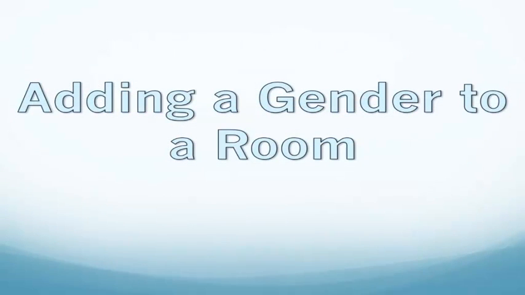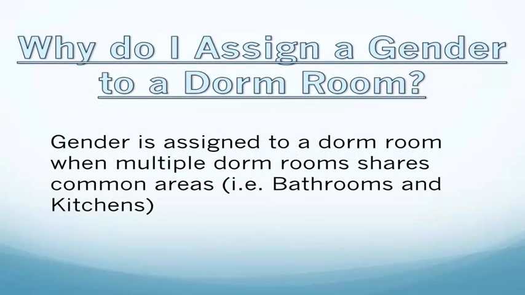This section will cover how to assign gender to a dorm room. Gender is assigned to a dorm room when multiple dorm rooms share common areas, such as bathrooms and kitchens. When rooms share these types of common areas, every room has to have the same gender type assigned to them. If your building has multiple rooms sharing a common area, ensure that the genders are set correctly for the rooms.